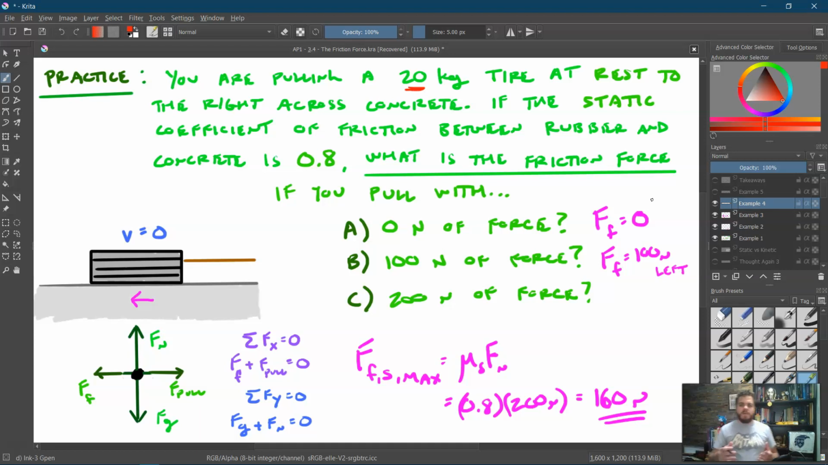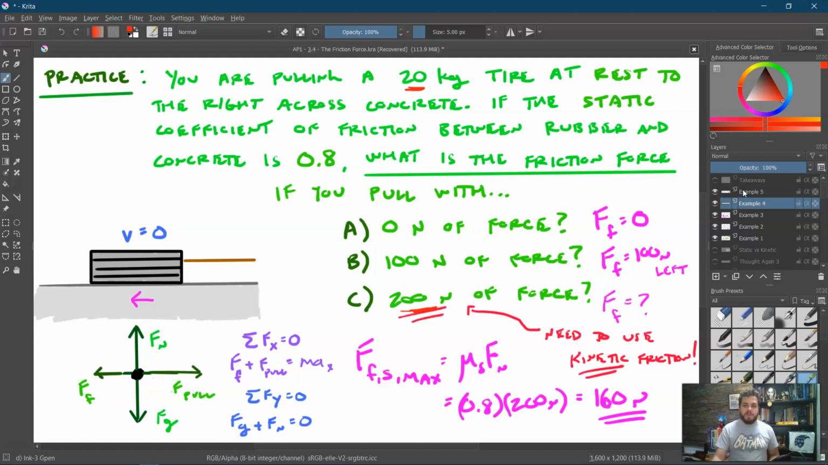Alright, well let's now say that I pull on it with 160 newtons. Now it is about to break free. And then we pull with more than that, specifically 200 newtons of force. Well, 200 newtons of force is greater than the maximum static friction force. So we are going to break out of the static friction situation. The tire is going to start sliding. We don't care about static friction anymore, and so we are going to deal with the kinetic friction, which I believe we previously calculated as 120 newtons. So the kinetic friction would be 120 newtons in this particular situation.